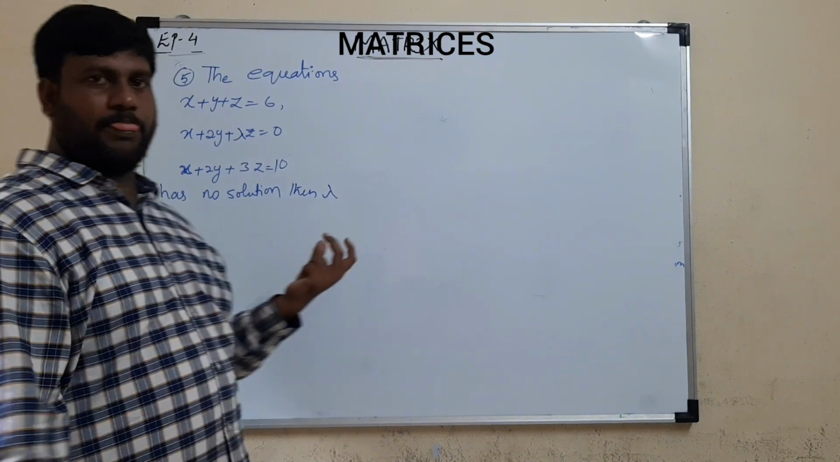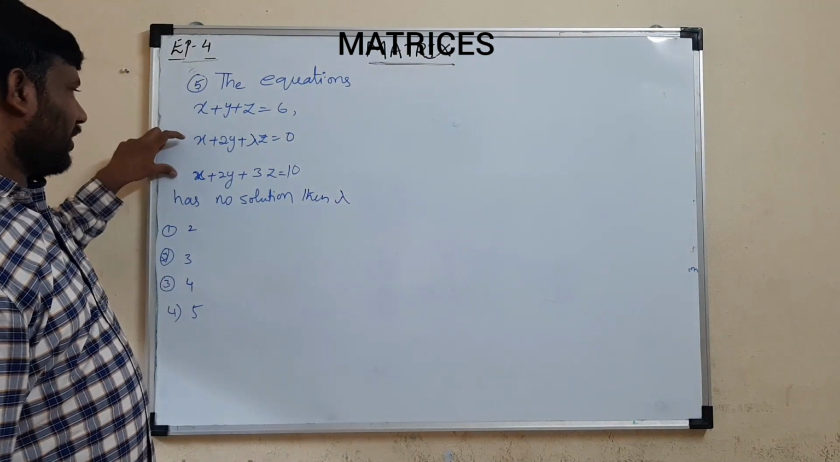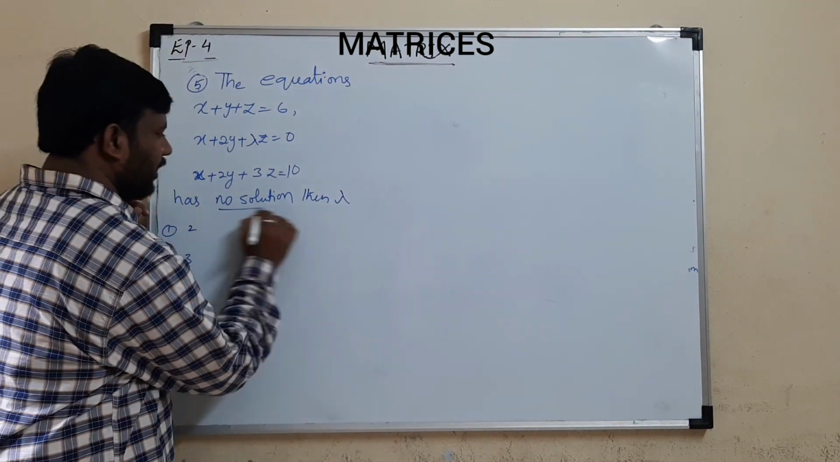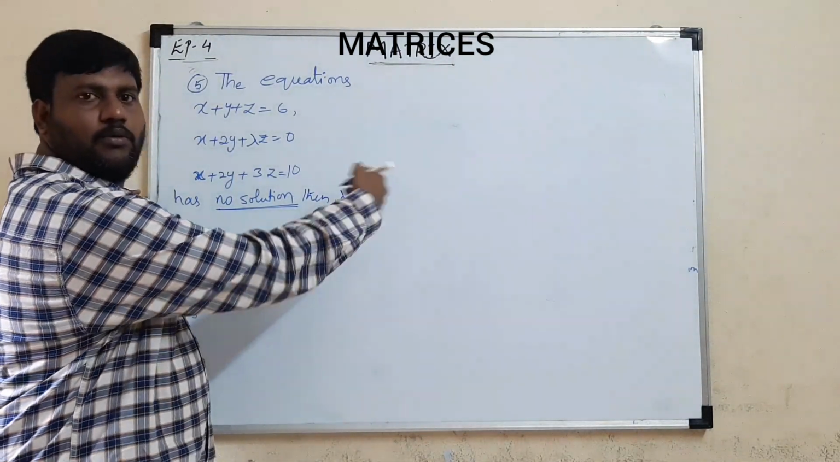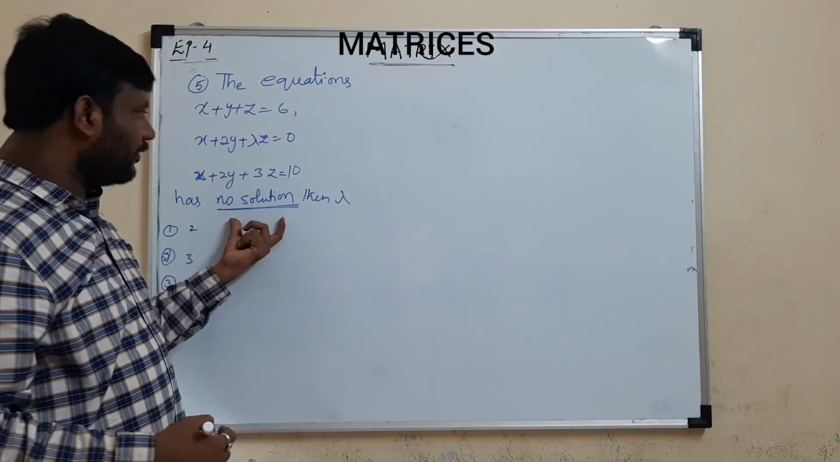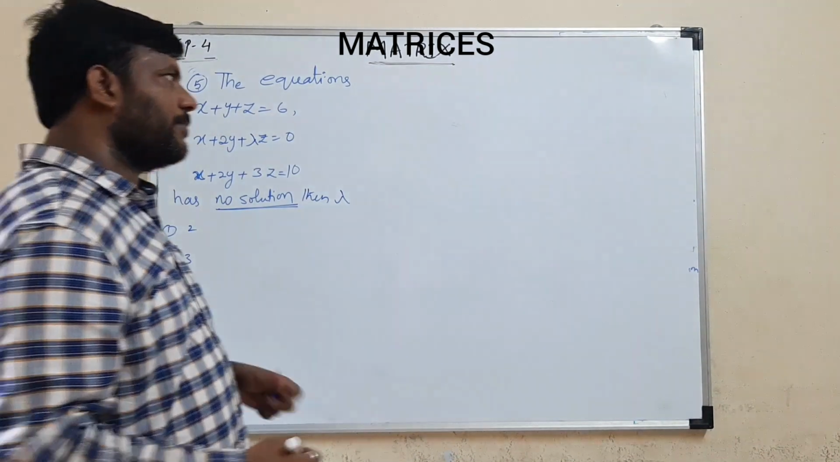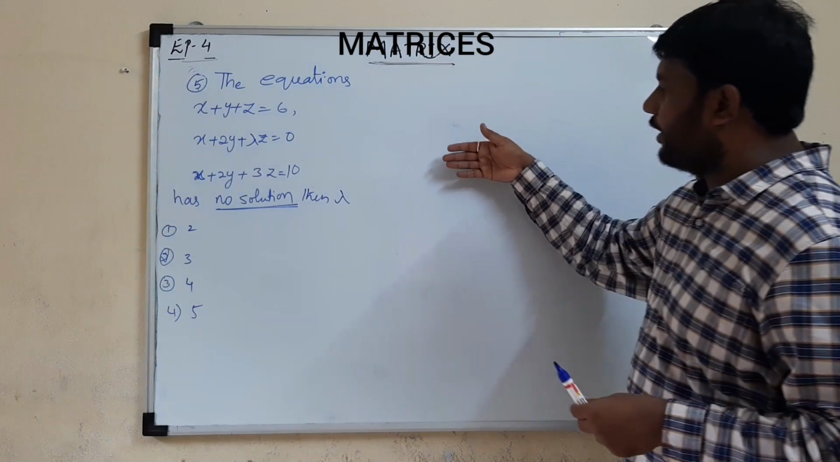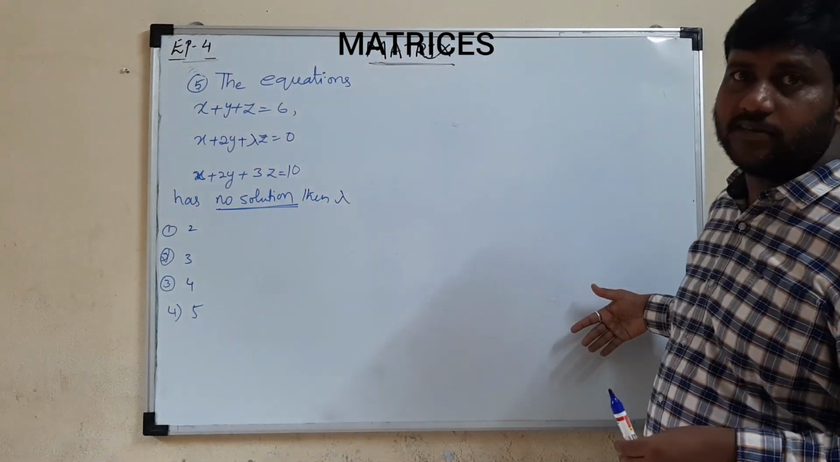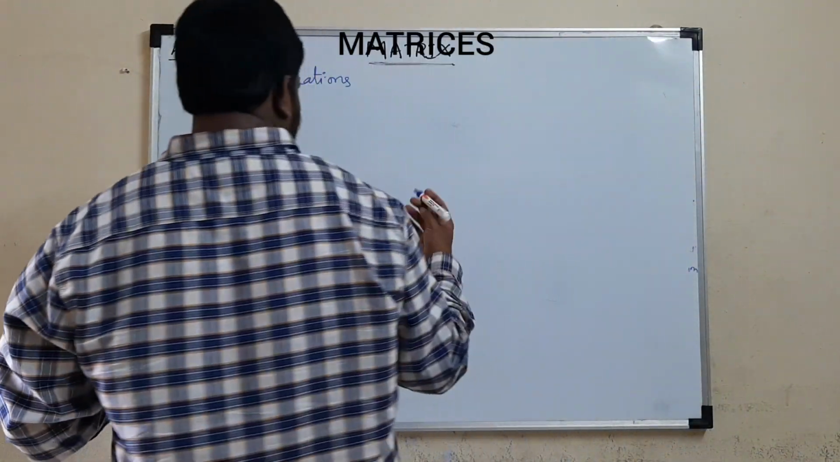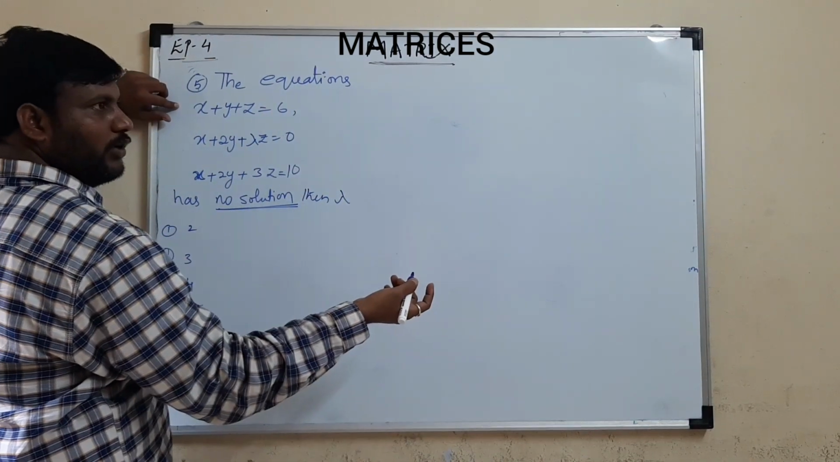So next question. The equations given have no solution this time. Then find the value of lambda. Before, we saw unique solution; now, what are the cases? Now there is no solution, then find the lambda value. See, before I gave the chart: if delta A is not equal to 0, then it has a solution. If delta A is equal to 0, then it has no solutions, right? So obviously we go for finding delta that should be equal to 0.